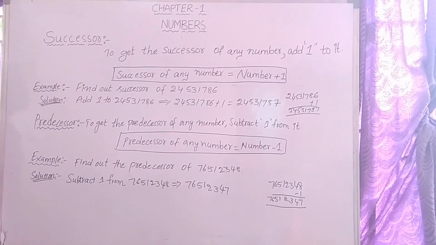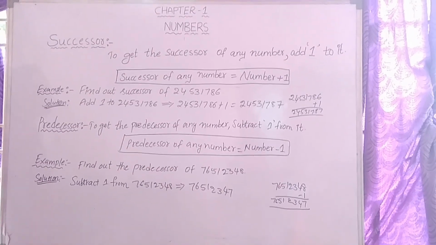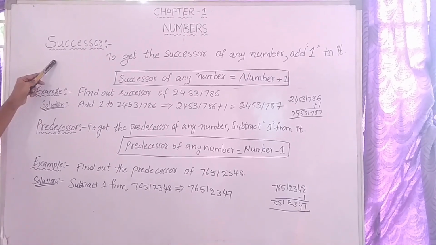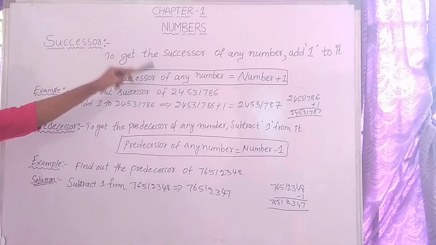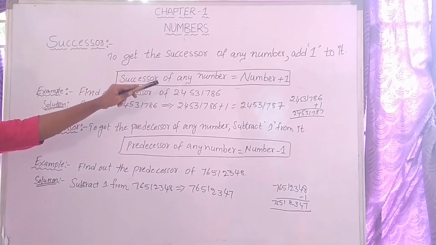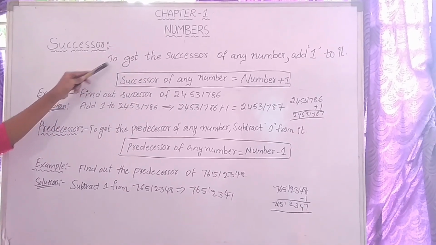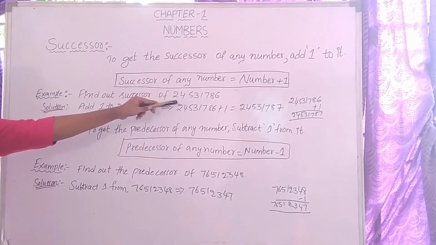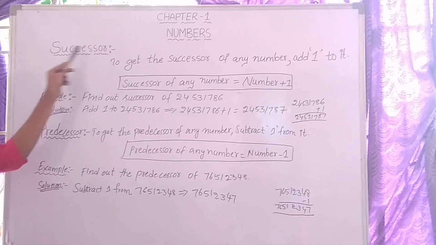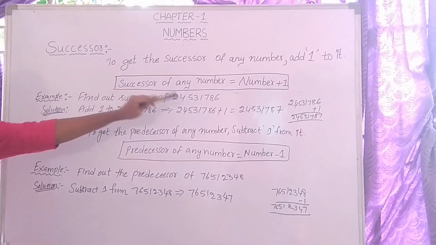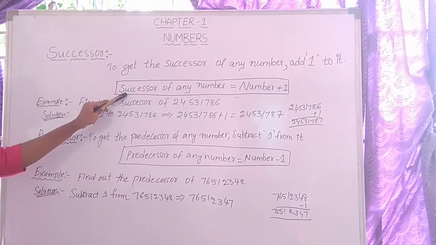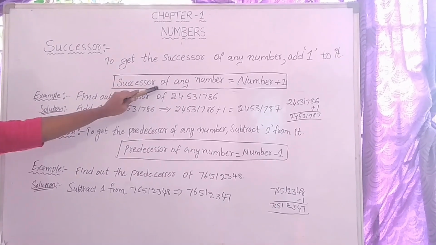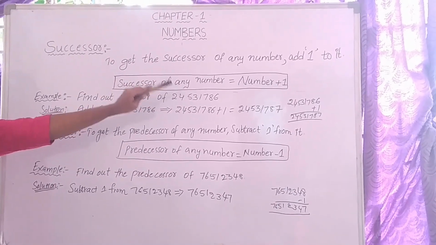I am also fine. Today we are discussing successors and predecessors. Successor means, to get the successor of any number, add 1 to it. Any number, for example 2, 4, 5, 3, 1, 7, 8, 6. This is one number. We have to convert it to its successor, so we have to add plus 1 to this number. Successor of any number equals number plus 1.